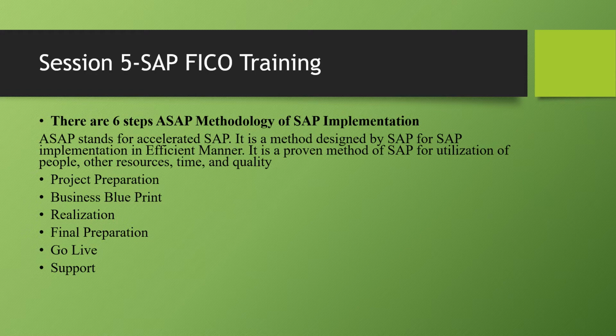Because SAP implementation has been done in multiple organizations, by this method they are utilizing the resources, time, quality, and the people. So let us see what the 6 steps are. Number 1 step is project preparation. Number 2 is business blueprint. Number 3 is realization. Number 4 is final preparation. Number 5 is go live, and sixth is support. Okay, I will talk about each topic in the next session. Just bear with me. Thank you.